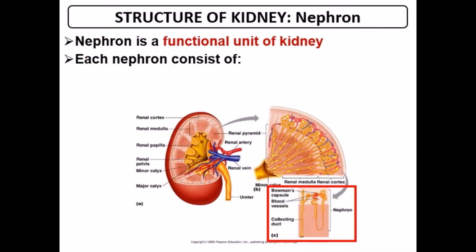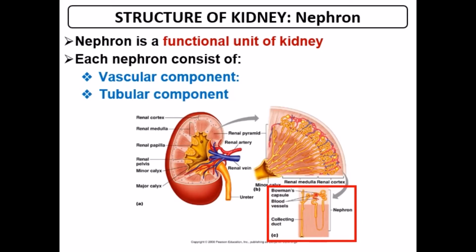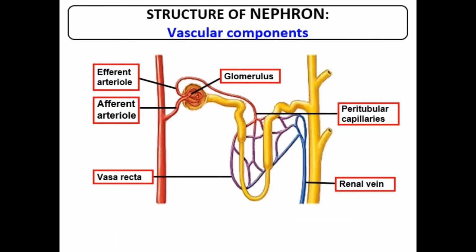Nephron is the microscopic and functional unit of kidney. In each kidney, there are 1 until 1.5 million of nephron. Each nephron consists of vascular component and tubular component. There are 5 structures in vascular component.